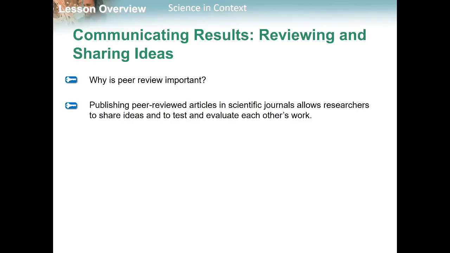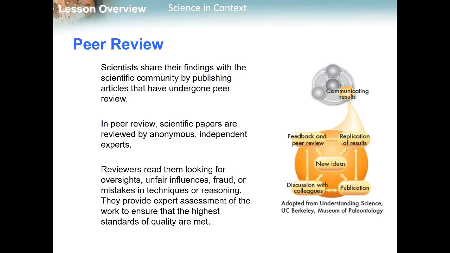So we need to communicate our results, and these are some key concepts. We might look at what a peer review is, and we will talk about publishing peer-reviewed articles in scientific journals as ways of communicating our results. A peer review is where scientists share their findings with the scientific community. They publish an article, and that article then undergoes a peer review. That peer review is other scientists who actually review the papers anonymously.